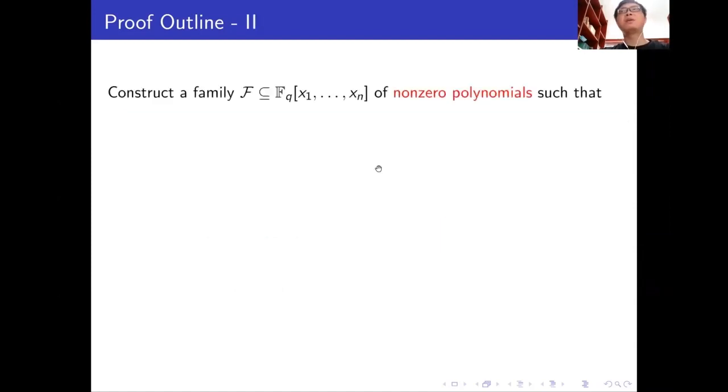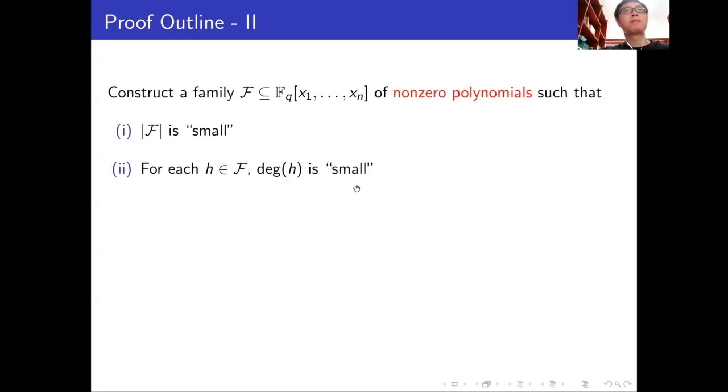To prove the desired upper bound on the number of bad vectors, we construct a family F of non-zero polynomials with the following 3 properties. First of all, the size of F is small. Here small means the size of F is bounded from above by a function of n and k, which is independent of Q. Second, for each polynomial h in F, the degree of h is also small. Most importantly, we show that every bad vector α must satisfy this formula. It is in fact a fancy way of saying that for every bad α, there must exist a polynomial h of the family such that h(α) is 0.